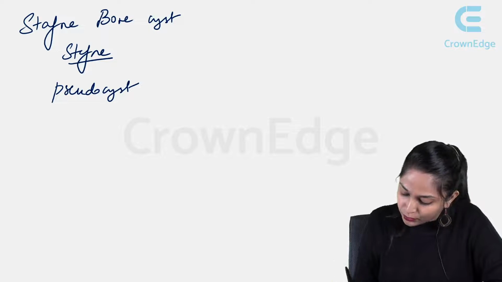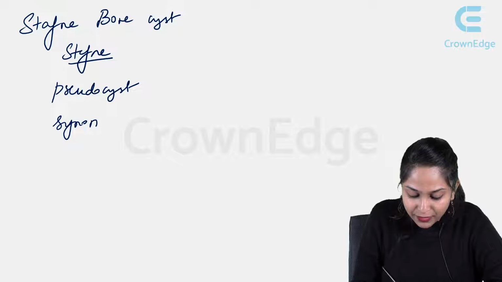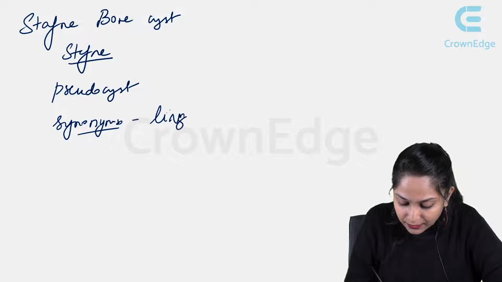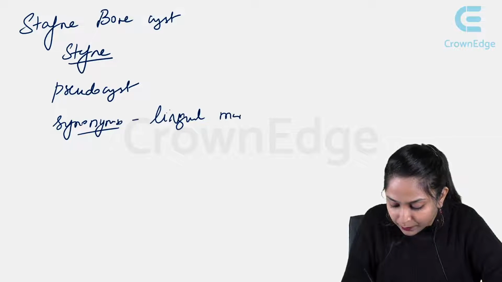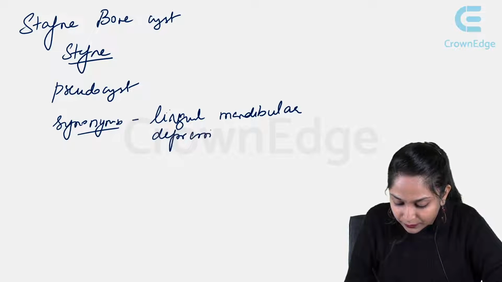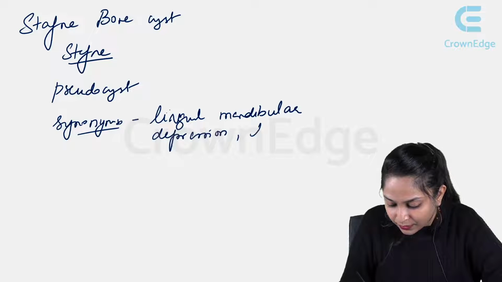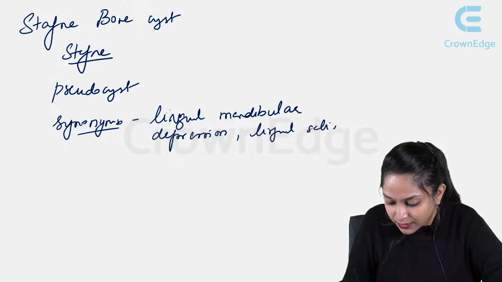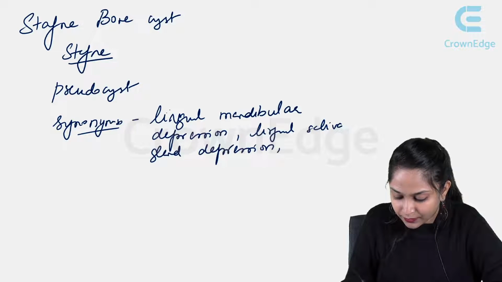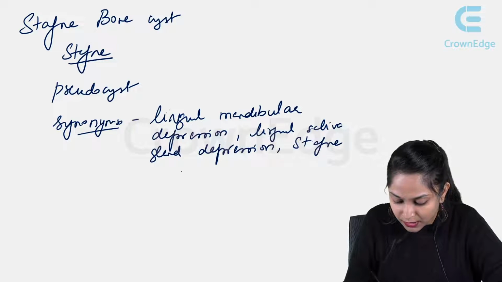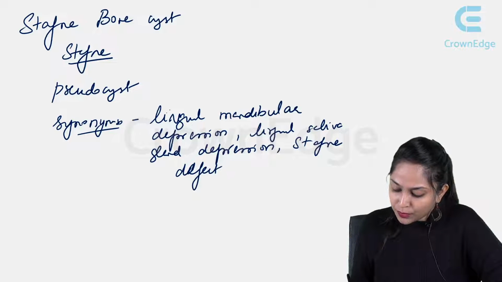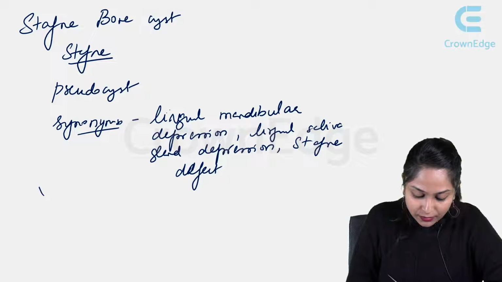Now, the various synonyms also you need to remember when it comes to Stafne's bone cyst. So, the various synonyms are, it is also called lingual mandibular depression, lingual salivary gland depression, Stafne defect, and various other terms. So, the most important thing here you need to remember is its location.